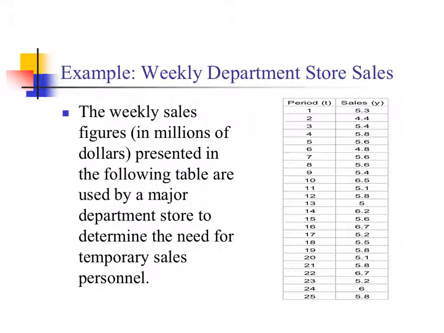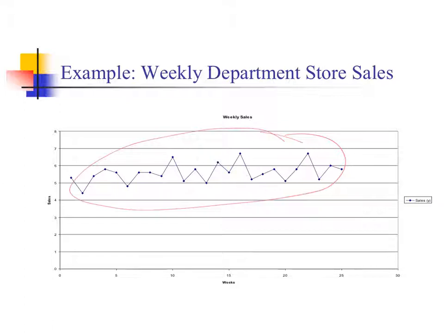Here is another example. The weekly sales figures in millions of dollars presented in the following table are used by a major department store to determine the need for temporary sales personnel. You have 25 weeks of data, and let's use moving average. If you plot the actual sales, you're going to see that there's no trend in the data, and you cannot see any seasonal patterns, that is, regular deviations or changes in the data set. So given this, the best forecasting method for this type of data is going to be moving average.